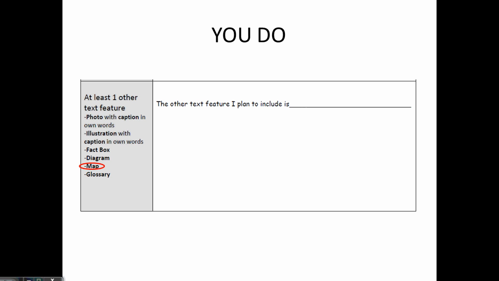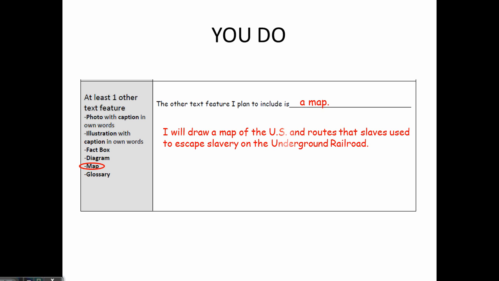Let's say you chose map. Down below, you don't actually have to draw a map. You just have to write what your plan is. I will draw a map of the United States and routes that slaves used to escape slavery on the Underground Railroad. Page 15 in my book shows a good example. So when I'm ready to draw the map on my poster board, when I look at my plan, I can remember what I wanted to do and what page in my book to look at for help.